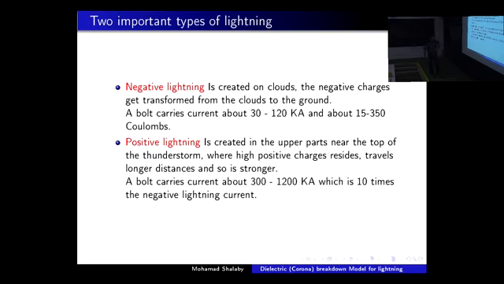The positive lightning is created in the upper part of the thunderstorm. And this is why it travels a very long distance, because it's very powerful. So the current is around 10 times the current in the negative lightning.